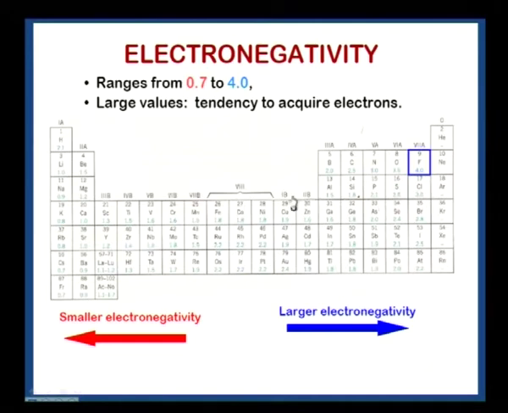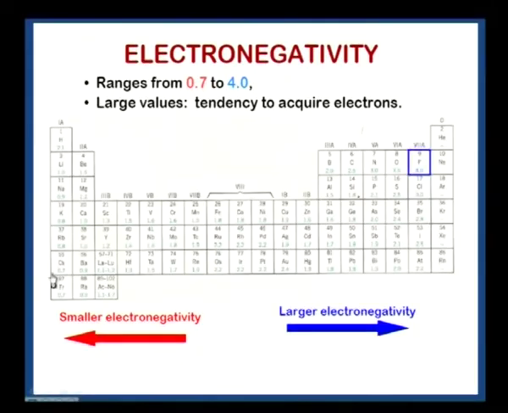So, for the formation of ionic solids, the electronegativity difference should be large, where the electronegativity of atoms ranges from 0.7 for cesium or francium to 4.0 for fluorine, right, the superhalogen. So, the range is so much, and the large values refer to the tendency to acquire electrons. Electrons will transfer from here to here, okay.